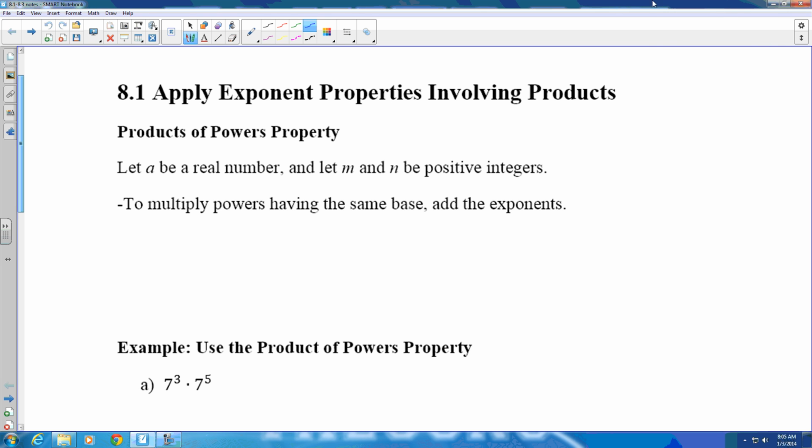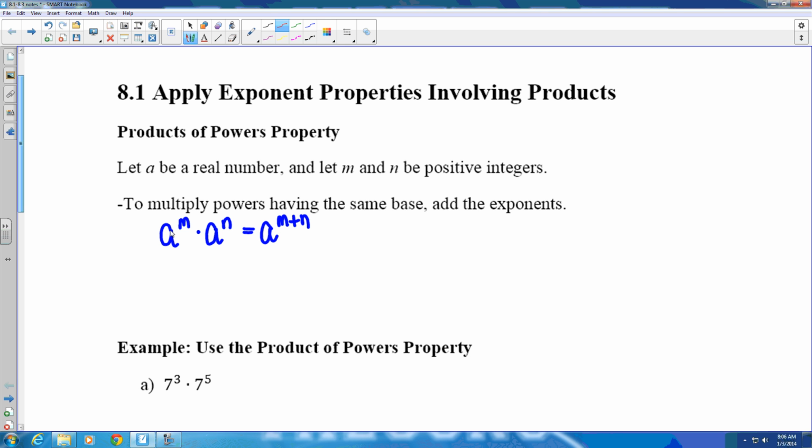Alright, we're starting chapter 8 with applying exponent properties that involve products. Our first property is if we have the product of a to the m times a to the n, where a is a similar base, then our answer is a to the m plus n, so we add the exponents.